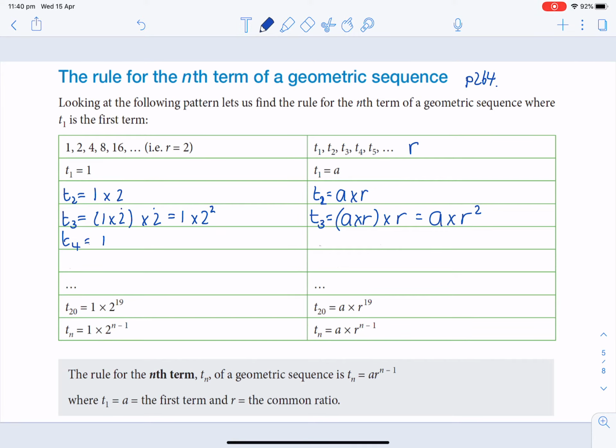T4, I'm multiplying by the previous term and by another R, which gives me 1, 2, 3 R's in this case, or 3 2's, and completing the same with the alphanumerical.